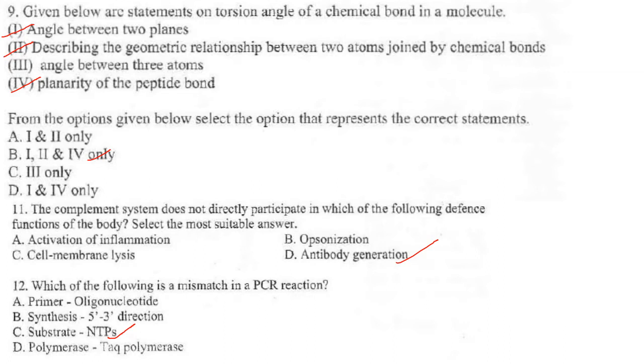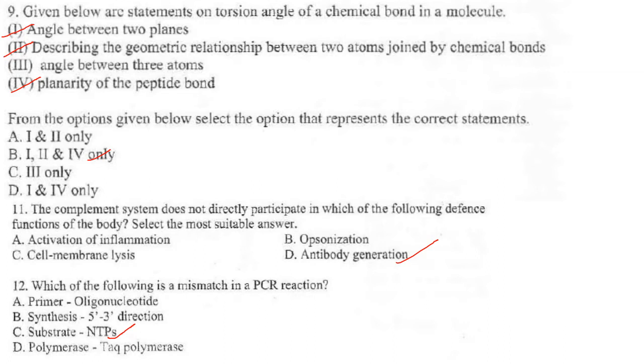Then the complement system does not directly participate in which of the following defense functions of the body? Select the most suitable answer. So it does not participate in antibody generation. So option D. Then which of the following is a mismatch in PCR reaction?